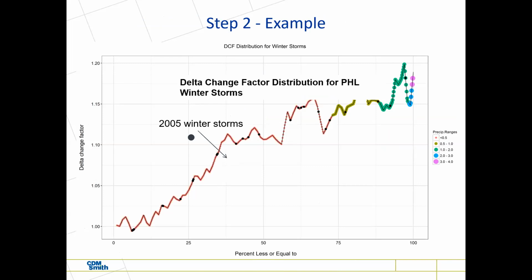And this is what it looked like using the actual storms and the delta change factors that we did. So you can see the black dots are actual storms from the Philadelphia gauge, and then on the left, the delta change factor that was applied to that based on the storm size. And again, this happens to be for winter. You can see that in winter, the largest storms are going up by 20%, the smaller ones only between 1 and 5%.